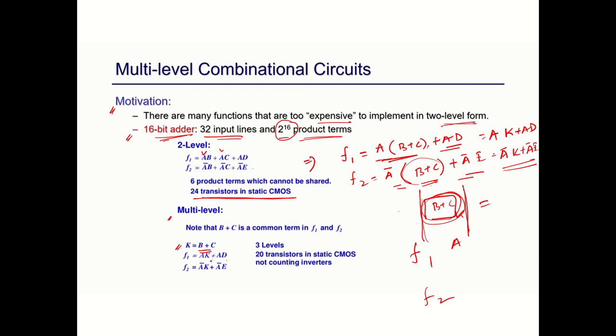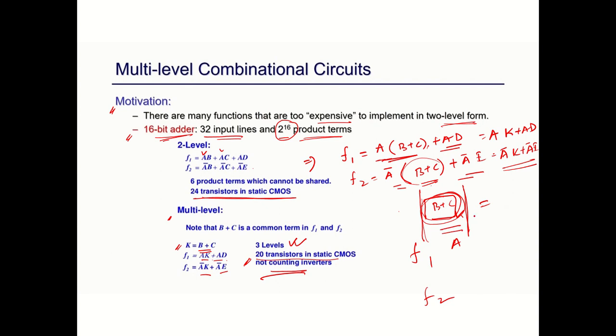So how many AND gates are used? 1, 2, 3 and 4. Okay, 4 AND gates are used. So here, if we check, it is 20 transistors in static CMOS, and we are not counting any inverter, as a bar is present here. So only 20 transistors are used by inserting one label. That particular label is b plus c, fine.